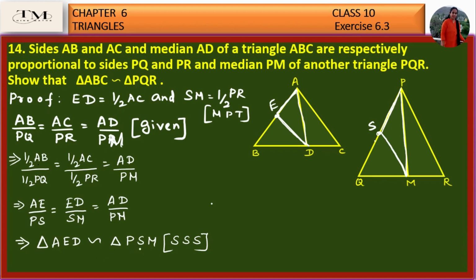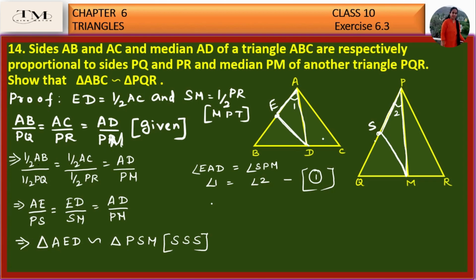I am taking this angle as 1 and this angle as 2. I consider angle EAD as 1 and angle SPM as 2. What happens to these angles? They will be equal because we have proved that triangle AED is similar to triangle PSM. So angle EAD is equal to angle SPM. We named them 1 and 2, so angle 1 will be equal to angle 2. This we can keep as equation 1.